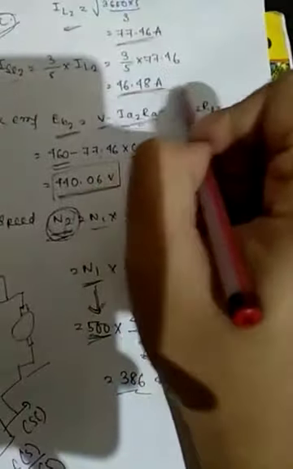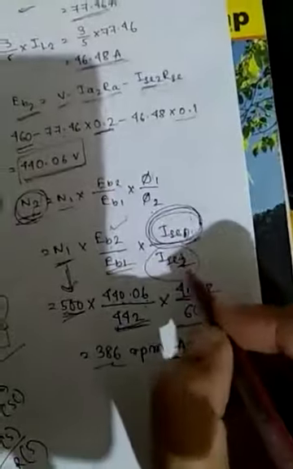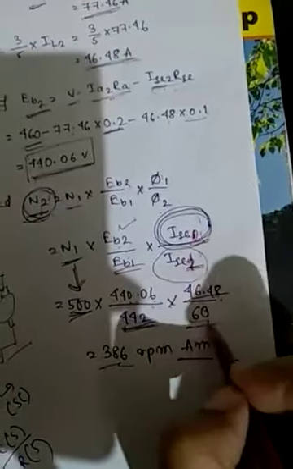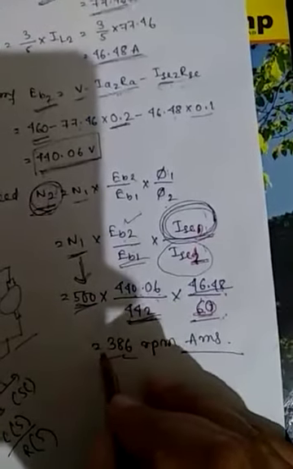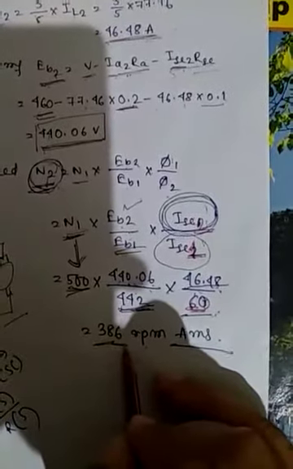And for the first case, the field current is 60 ampere. So after calculating this, we get the value of the speed for the second case as 386 rpm.